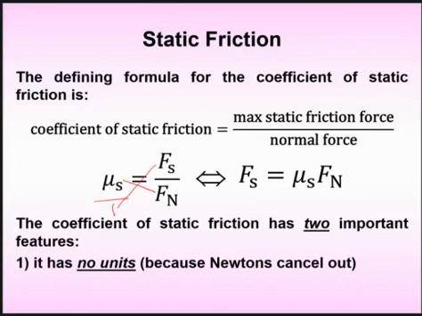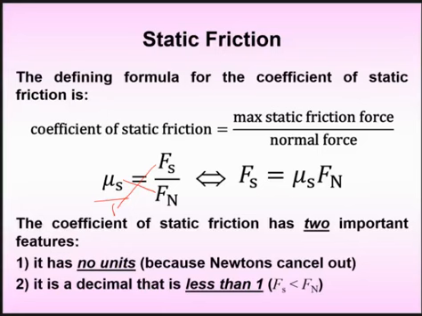What's the other property? It's an interesting property. It's a decimal. It's always a decimal less than 1. What does that mean? If you have a fraction less than 1, which one is bigger, the top or the bottom? The bottom, yes. So that means, by definition, the mu(s) is always going to lead to what? Static friction force is what?